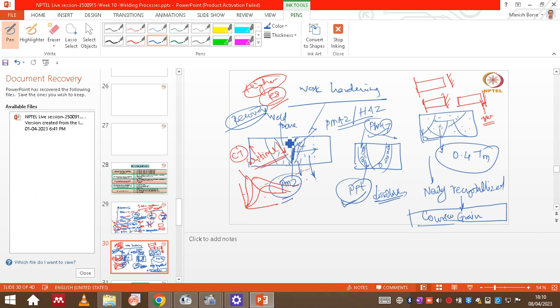So the final characteristics can depend on the last microstructure that we are forming, and that can be controlled later also by adding certain inoculants or certain metals, certain master alloys that will refine the grain size of this fusion zone, okay.